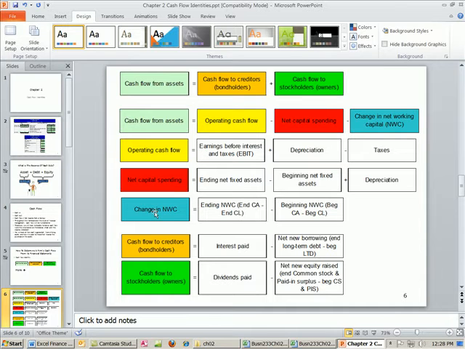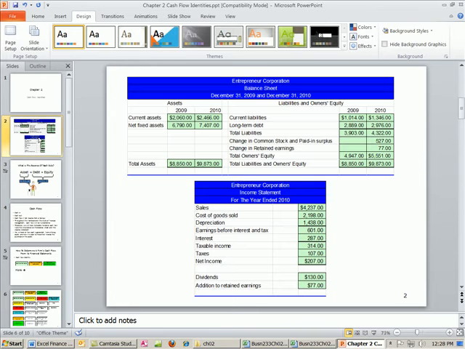Change in net working capital. Change in anything is always end minus begin. So let's go look over here. Here are two years, 09, 10. But what is working capital? Working capital for the year 2009, remember that picture we had, is the difference between current assets and current liabilities. That's so important because these current assets are cash coming in the short term. Current liabilities are cash going out in the short term. So for 2009, we take current assets minus current liabilities. That gives us the begin net working capital.